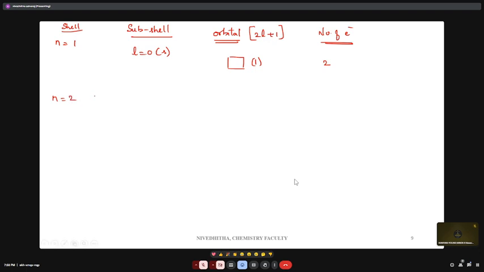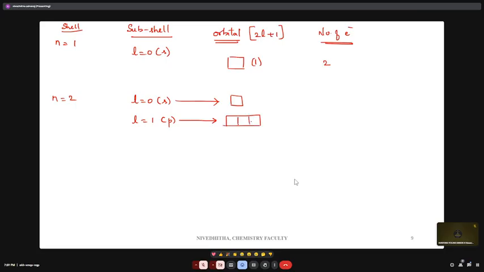In the second shell, how many subshells are there? 2, which is l is equal to 0 and l is equal to 1. So this is the s subshell and this is the p subshell. In the s subshell, how many orbitals are there? Only one orbital, right? And in the p subshell, how many orbitals are there? 3. That's it.